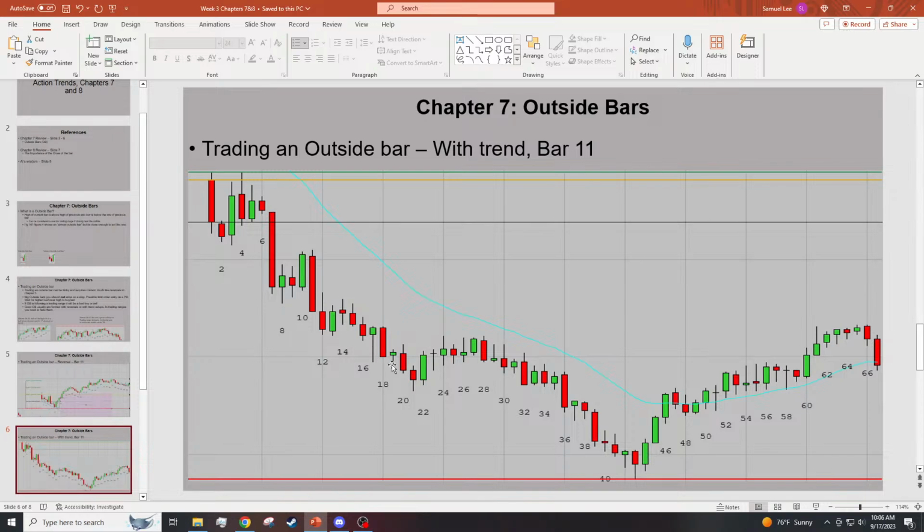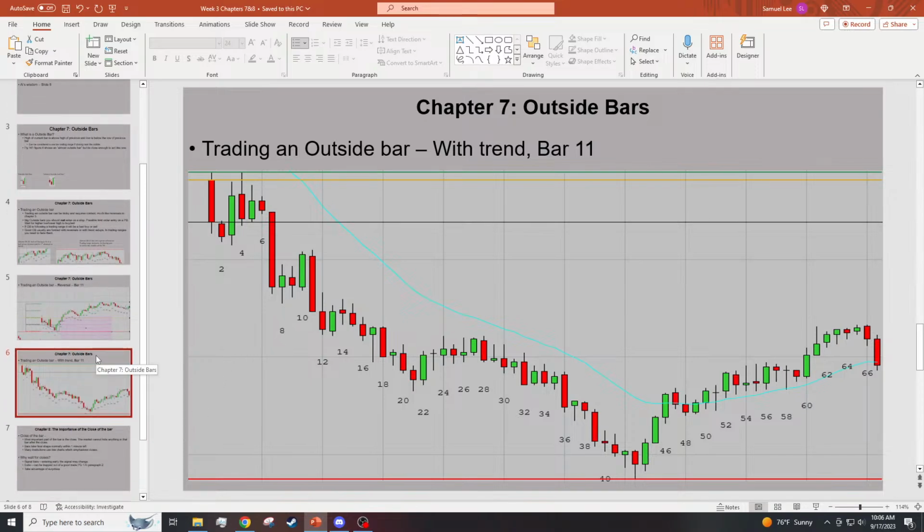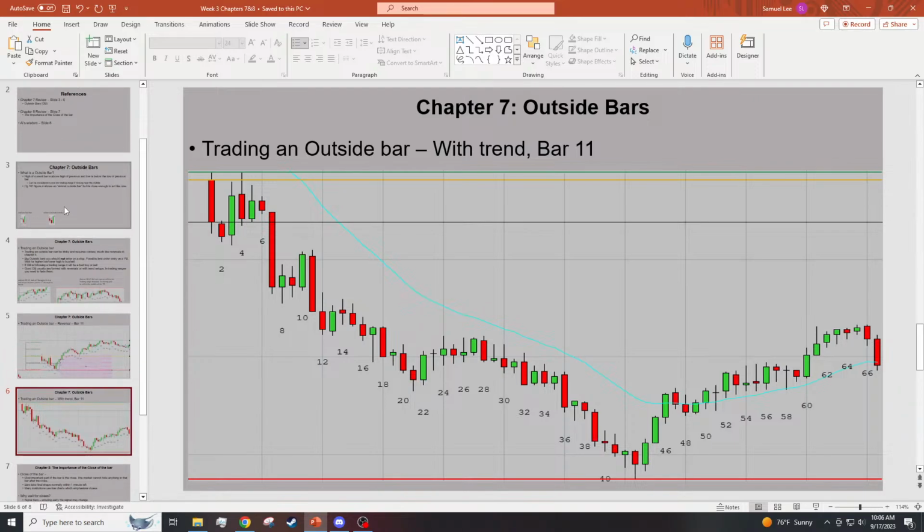Okay, and you can just see the chart. And I think the setup is beautiful because it's a bear flag fake breakout from the bulls and outside down bar. I mean, it doesn't get much better than that on a day like today. So that's the way that I see outside bars.